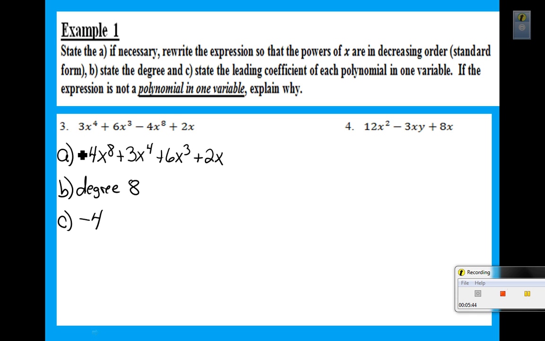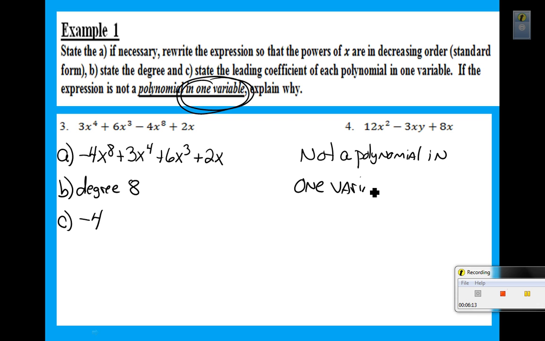Here's my number 4. This thing is a polynomial because when I look at the powers, all I see are 2's and 1. But we want to work with polynomials in one variable. So I'm going to put not a polynomial in one variable. Like I said, it is a polynomial, but the reason it's not a one variable polynomial is because of that negative 3xy term.